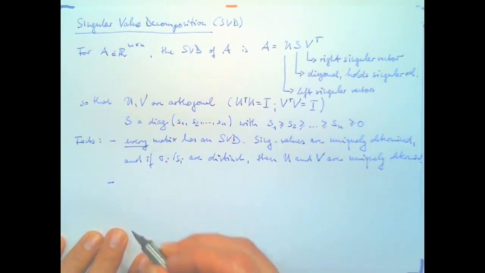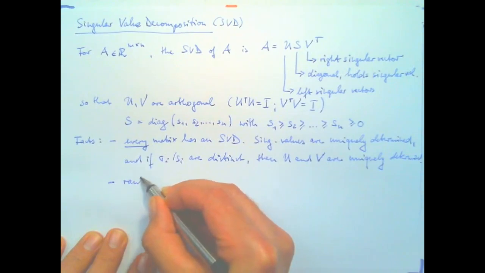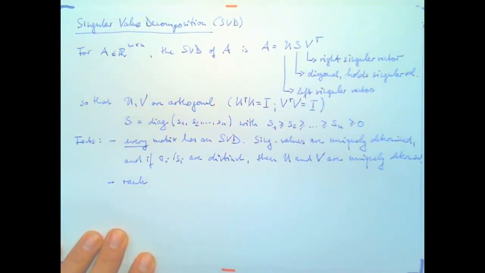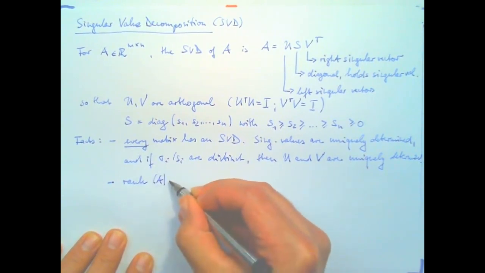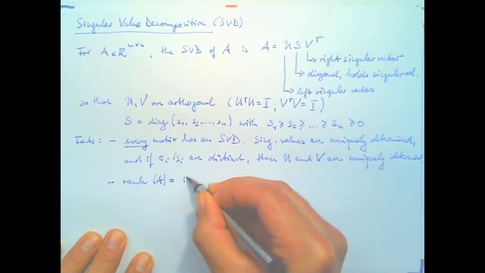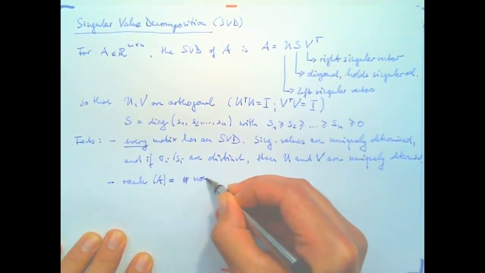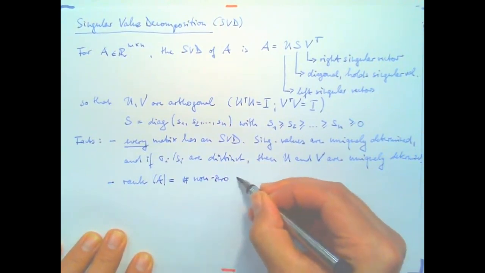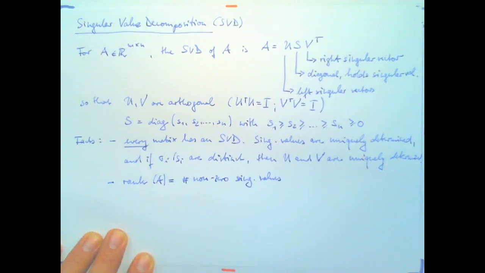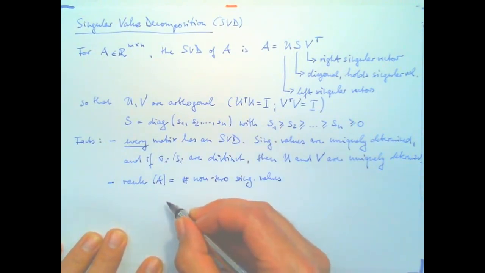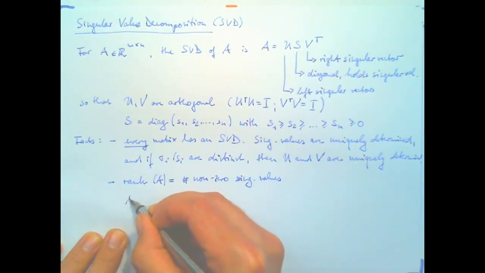The SVD is sometimes used to estimate the rank of a matrix. So the rank of a matrix A is the same as the number of non-zero singular values. And that is because I can write my matrix A in terms of rank 1 components.